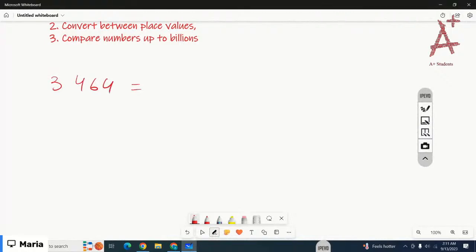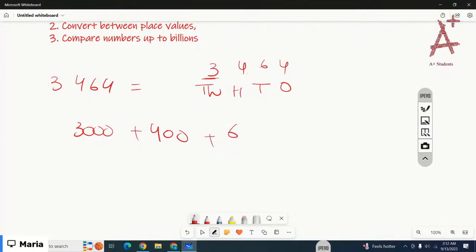3464, right? So 4 is at the ones position, 6 is at the tens position, 4 is at the hundreds position, and 3 is at the thousands position, right? If you write them in expanded form, because 3 is at the thousands position, you can write 3000 plus 4 is at the hundreds position, so 400. 6 is at the tens position, that would be 60, and 4. When you add all of them, they make the same number, 3464. That is the expanded form.